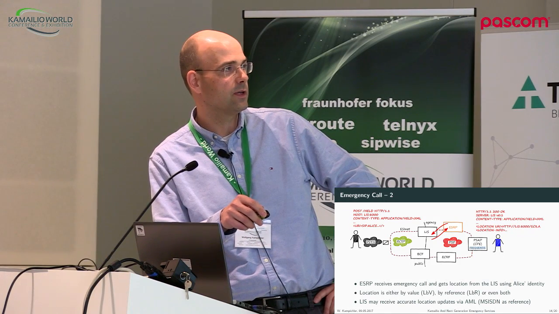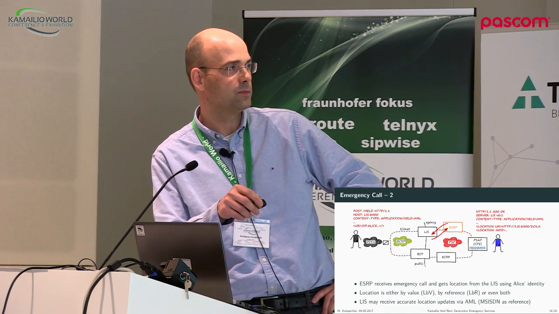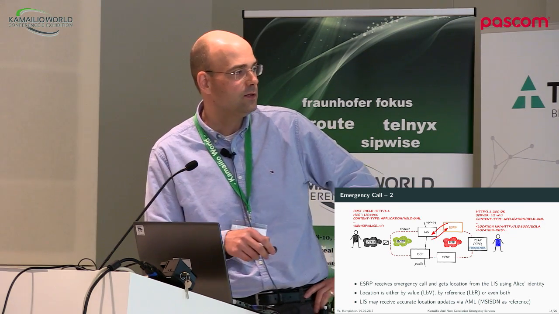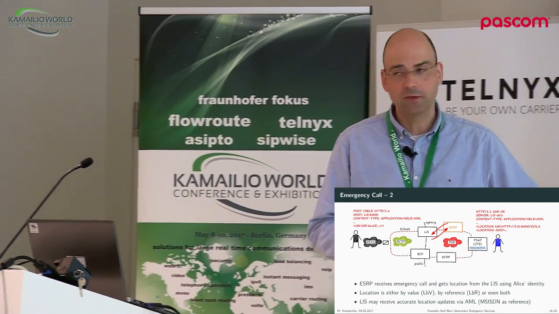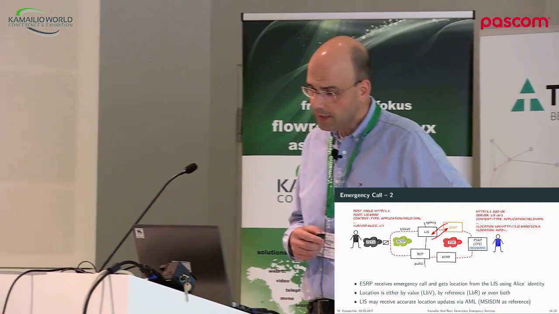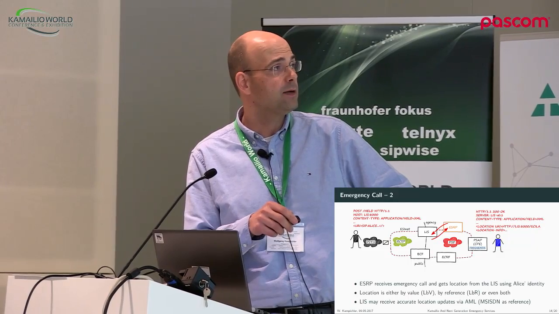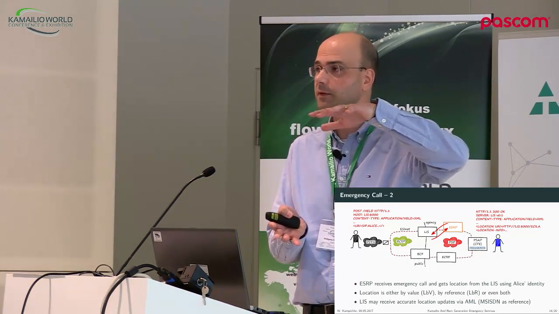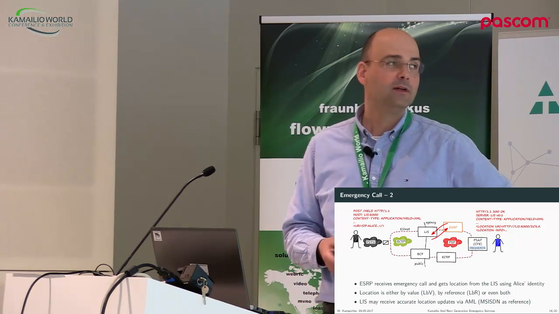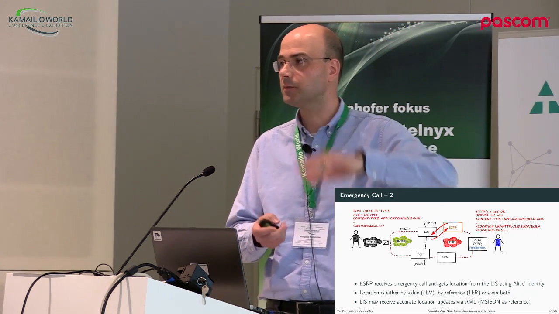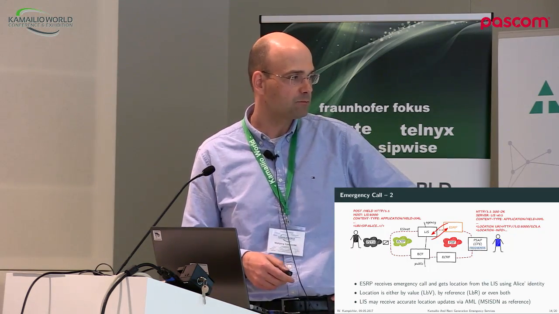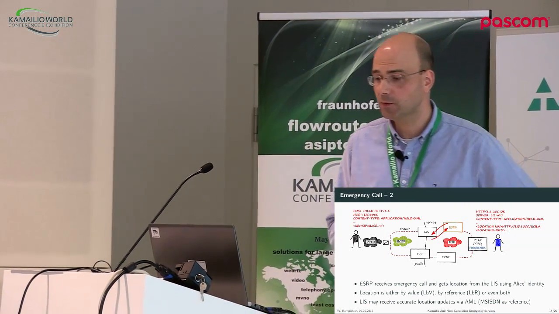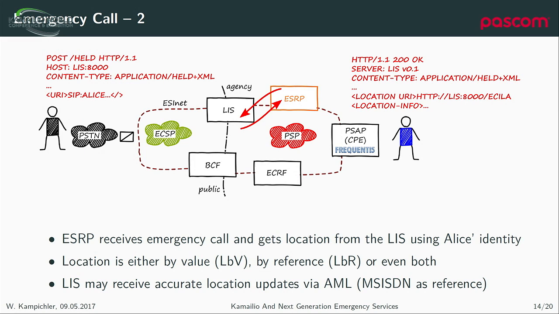So we have here the location URI, so this is by reference. So you can use this URL and get the location from the LIS anytime you send a request to it. It's a simple GET request. And this location info part is the PIDF-LO, the presence information data format location object. So it's an XML structure which provides location by value. And this LIS, as mentioned before, may be able to receive accurate location updates via the AML technology. So if this is from a mobile phone, for instance, then it would just provide updates with more accurate locations.